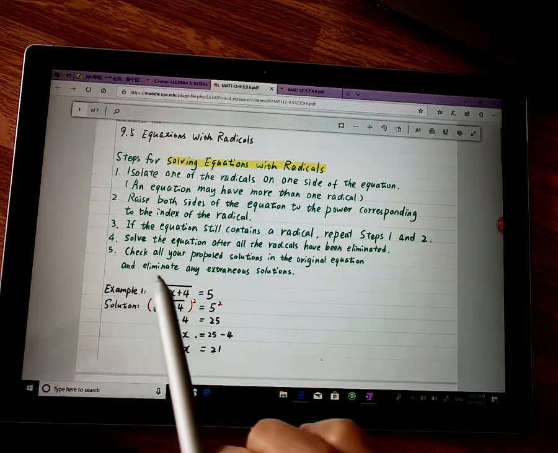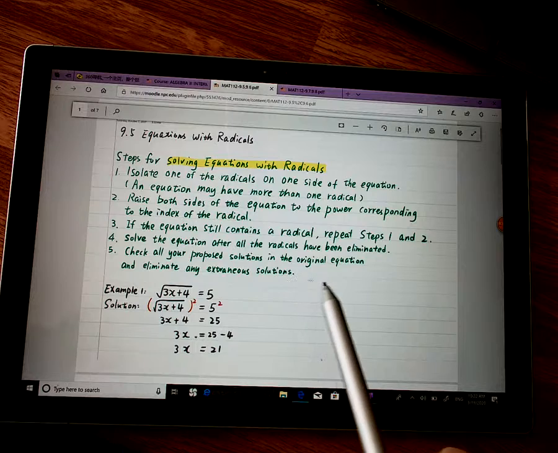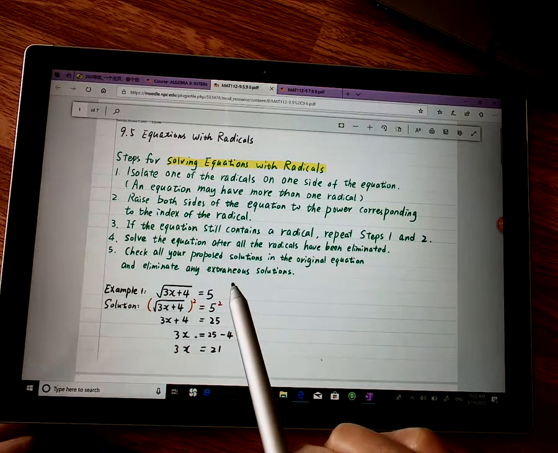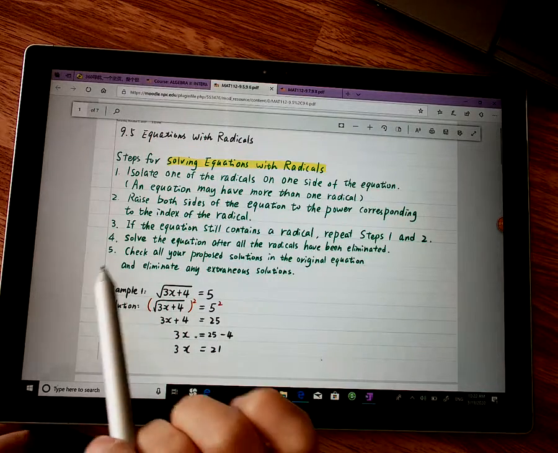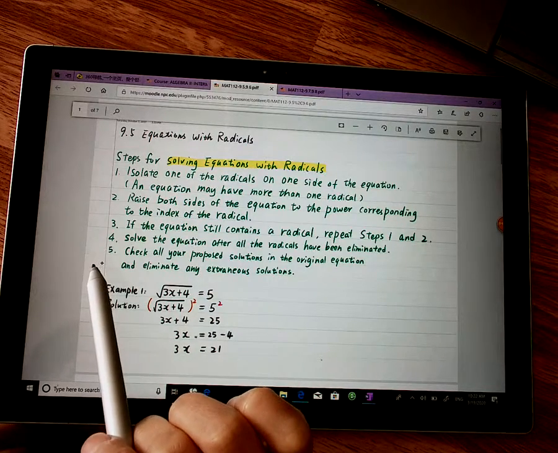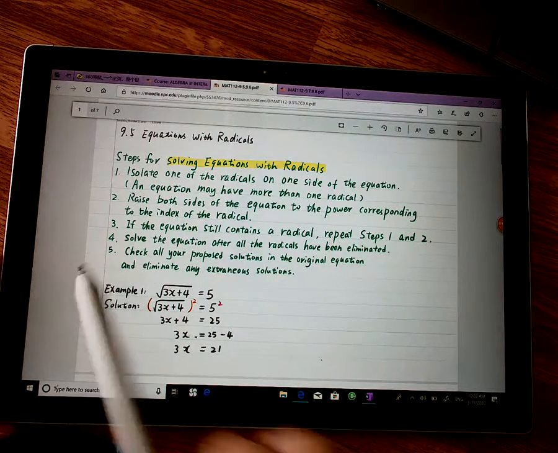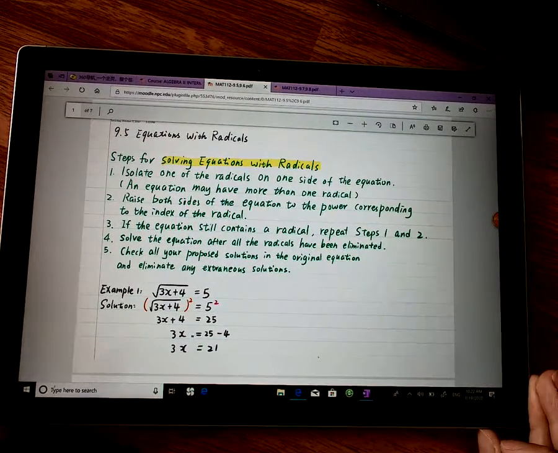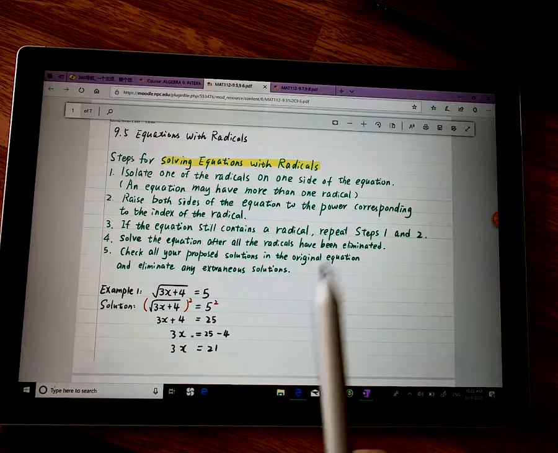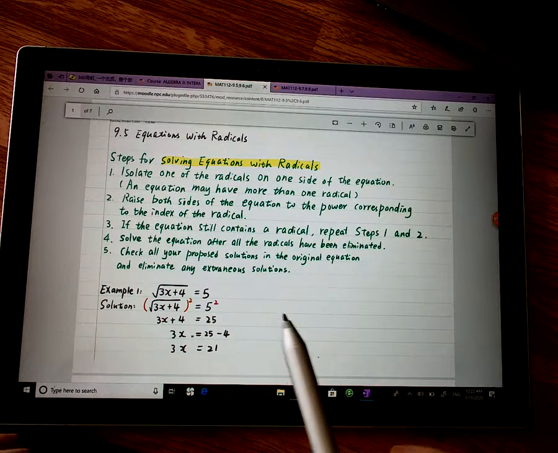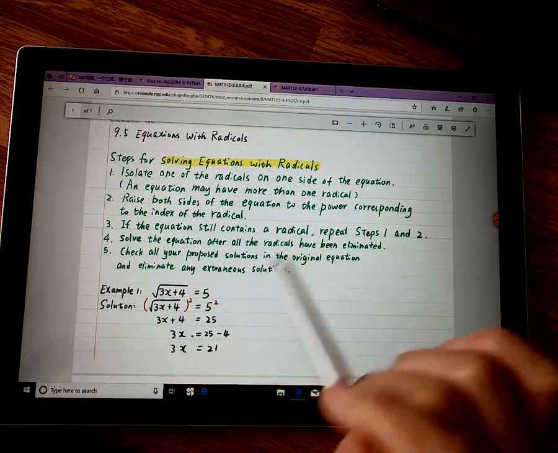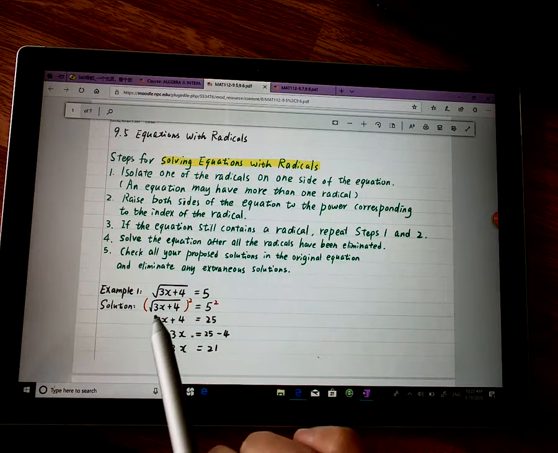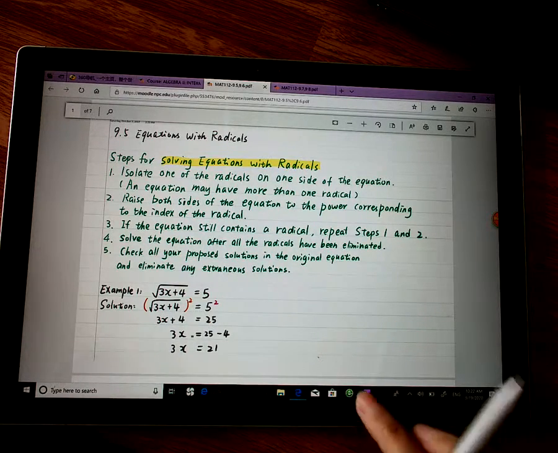Step 5, check all your proposed solutions in the original equation and eliminate any extraneous solutions. The last step, step 5, is very important. We're going to explain why it is mandatory to check your result when you solve a radical equation. We're going to apply this guideline, the steps, the procedure, on example 1. So let me copy example 1.